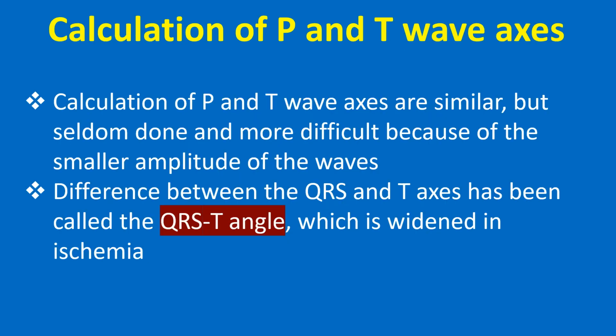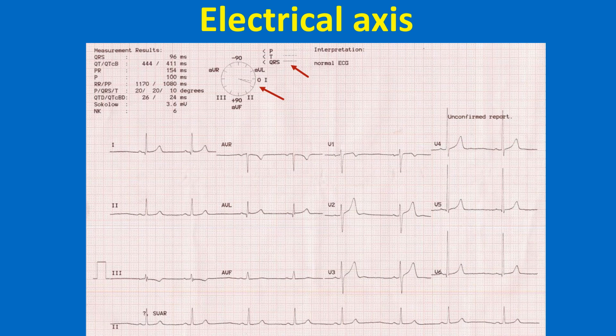Calculation of P and T wave axis are similar but seldom done and more difficult because of the smaller amplitude of the waves. Difference between the QRS and T axis has been called the QRS-T angle, which is widened in ischemia. Illustration of computerized ECG recording with automatic display of calculated P, QRS and T wave axis in a clock-like diagram beside the measured values in the top panel marked by red arrows. The display also shows the axis of standard leads 1, 2, 3 and augmented leads AVR, AVL and AVF.